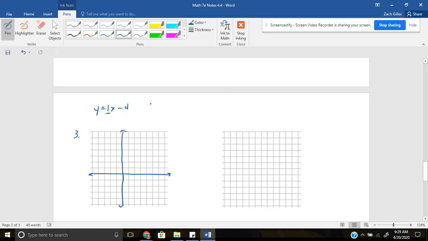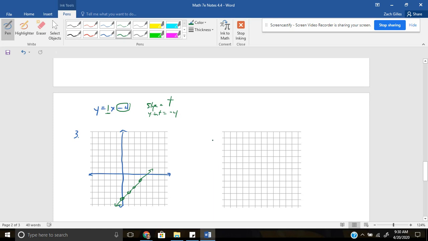So my slope is going to be 1, and my y-intercept is negative 4. So I'd start off at negative 1, 2, 3, 4 on the y-axis, and my slope would be 1, which is the same as 1 over 1. So up 1 over 1, up 1 over 1, up 1 over 1. Okay, and this would be my line of the equation y equals x minus 4.